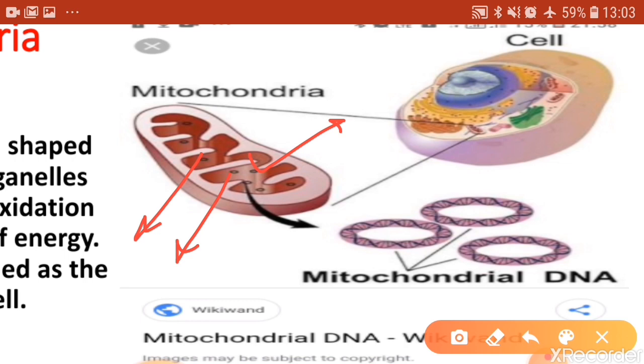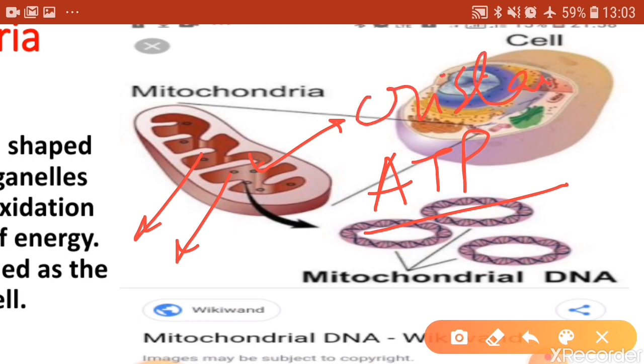Mitochondria is a site of oxidation of food. It's a place where food is oxidized and then the energy will be released. This energy that is released is stored in the form of ATP, right? And the ATP are generated over the cristae. So the presence of these cristae, or the infoldings of the inner membrane, increases the total surface area for ATP generating biochemical reactions.